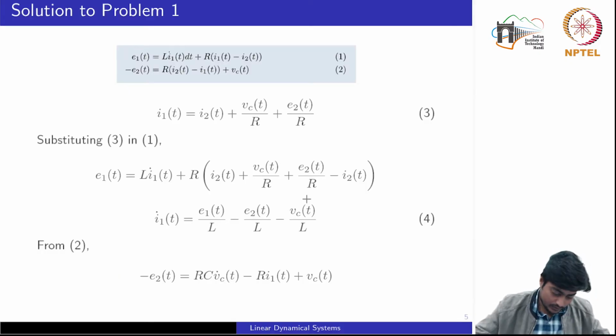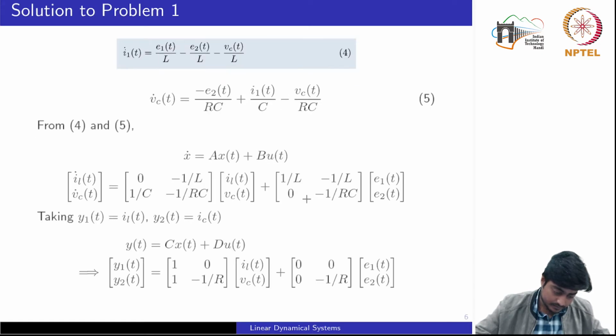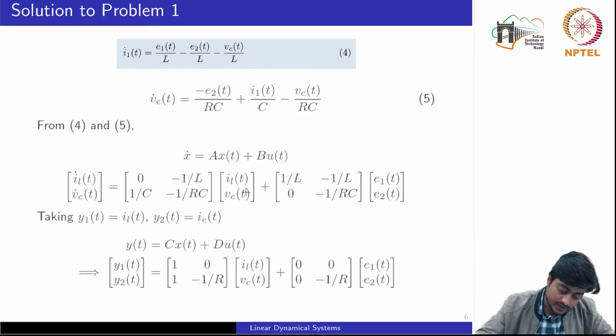Going forward to some more simplification, we obtain this equation 5, which is VC dot equal to again a function of the input variables and both these states, and I1 is nothing but equal to IL. So after combining the equation which we obtained in the last slide with this equation, we can write the linear state equation in this form, where the A and B matrices are obtained, these two matrices.